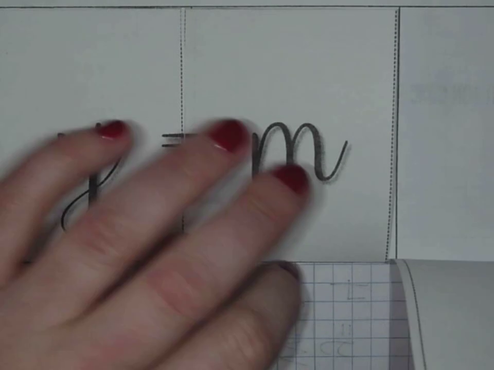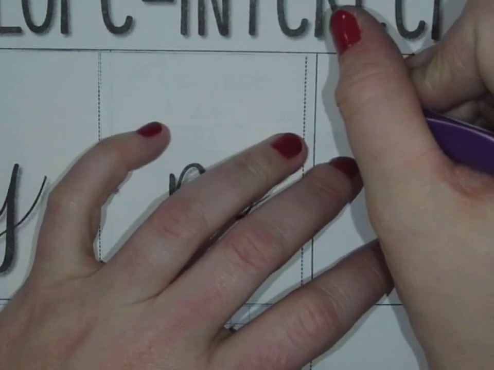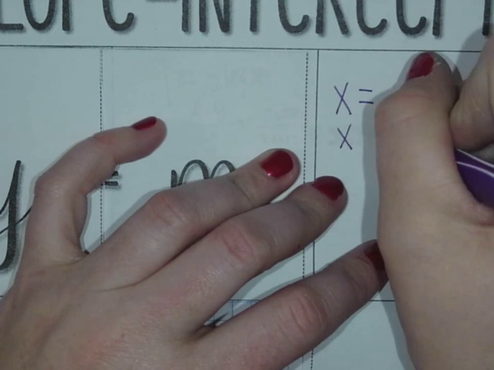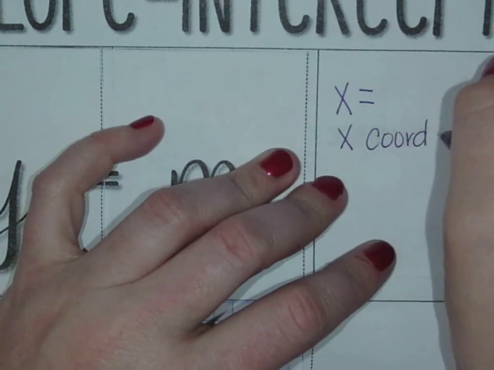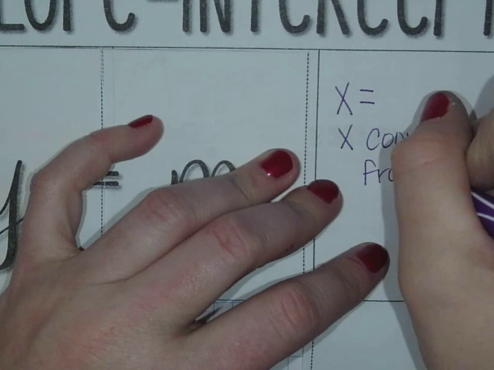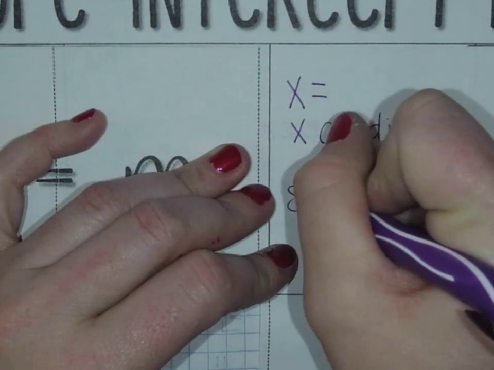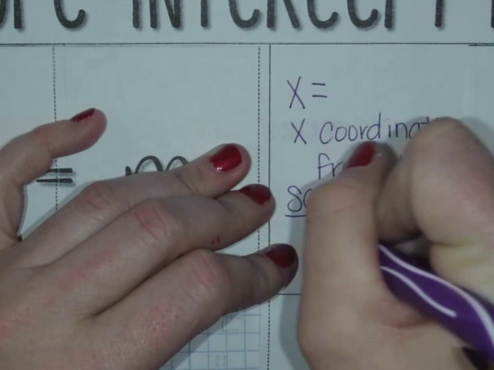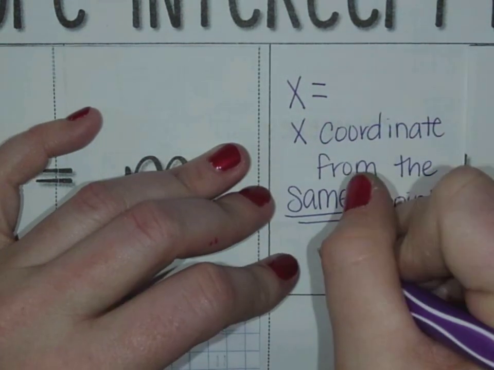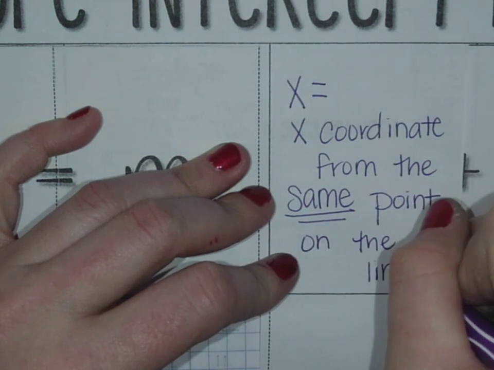Okay, the x is the same type of thing as the y. The x equals the x coordinate from the same point on the line.